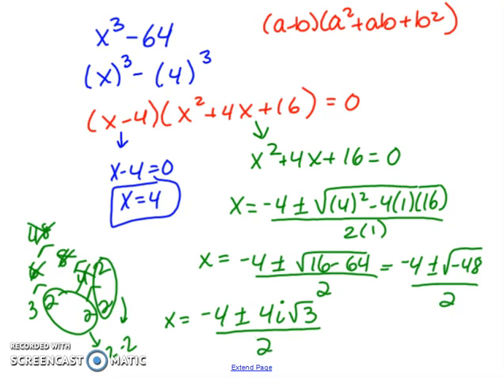So we can now simplify and divide everything by 2. So we have negative 2 plus or minus 2i radical 3. So this one has 3 answers. We have 2 from the quadratic formula, and then we have x equals 4 from the first part.